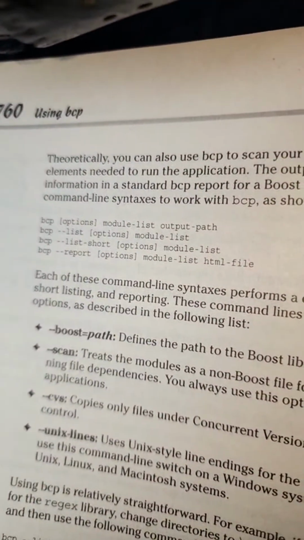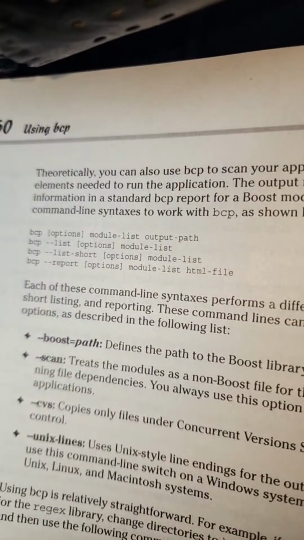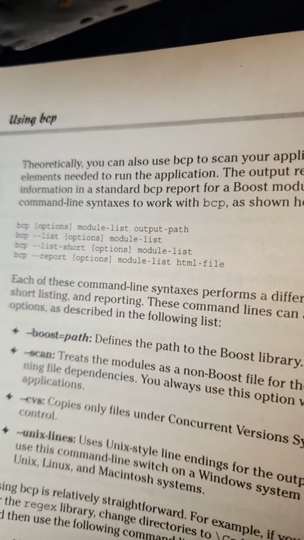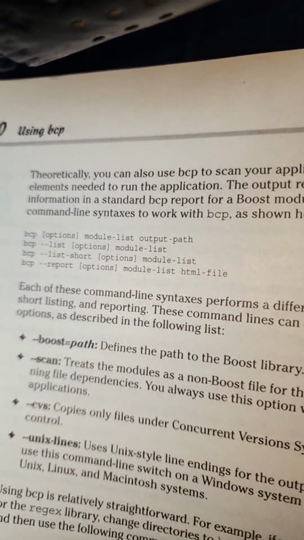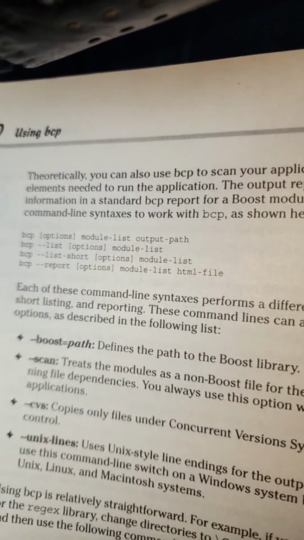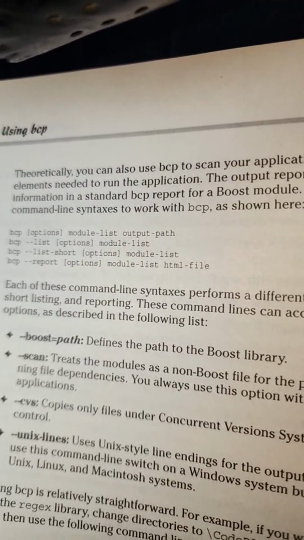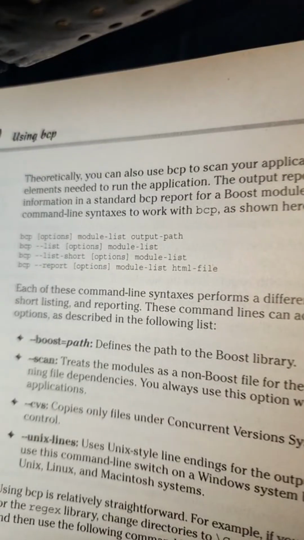BCP options module list output path, BCP list options module list, BCP list short options module list, BCP report options module list HTML file. Each of these command line syntaxes performs a different task: copy, listing, short listing, and reporting. These command lines can accept a number of options as described in the following list.